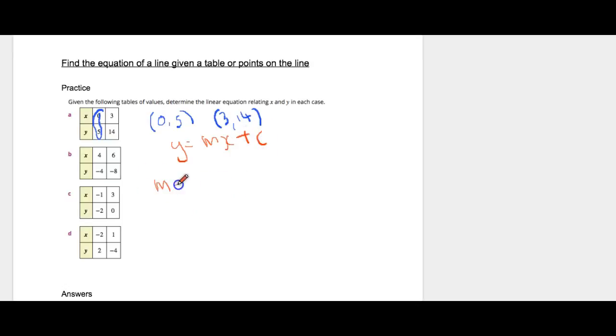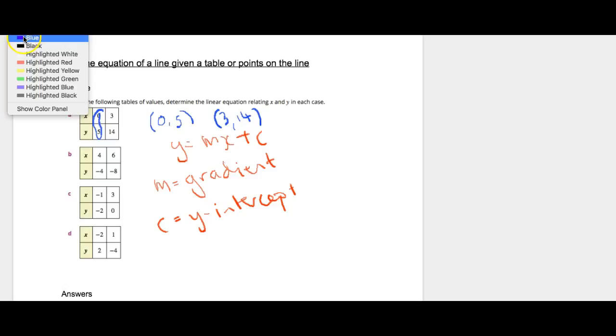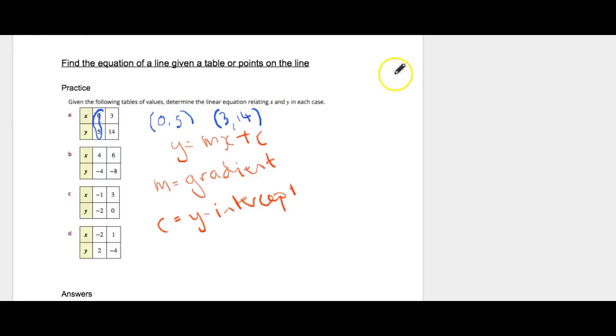So m is what we call the gradient, and c is your y-intercept. Okay, so on the equation y equals mx plus c, you should know that the number in front of the x is your gradient, and the number by itself is your y-intercept. Alright, so let's go over here and first of all calculate the gradient. So I'm just going to write m because we use m to signify the gradient.